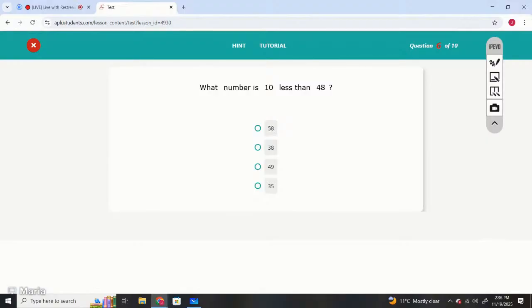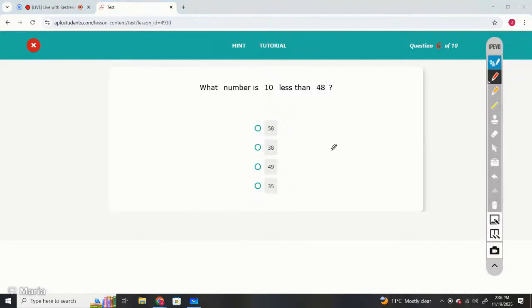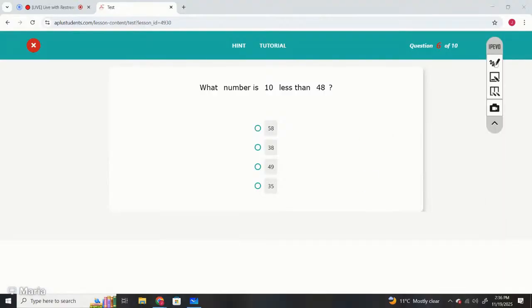What number is 10 less than 48? So which is the correct option? 10 less than 48 means you need to subtract 1 from the tens digit, right? So 4 take away 1 is 3, that is 38. Option number 2 is the correct option.